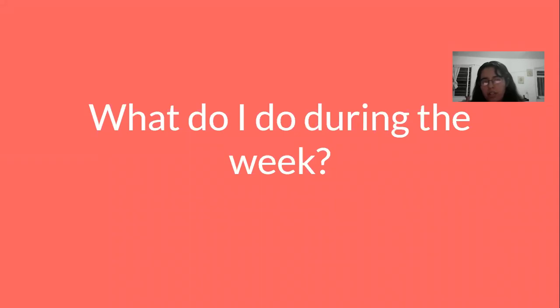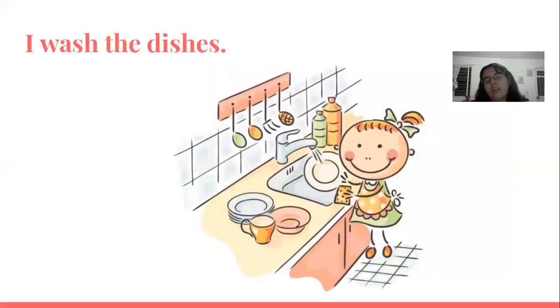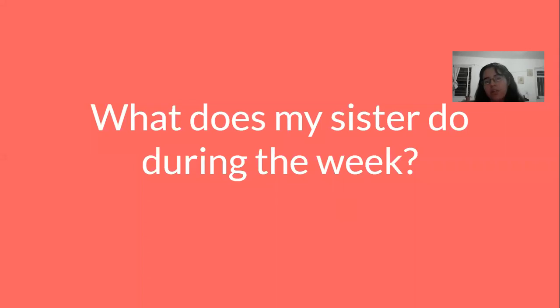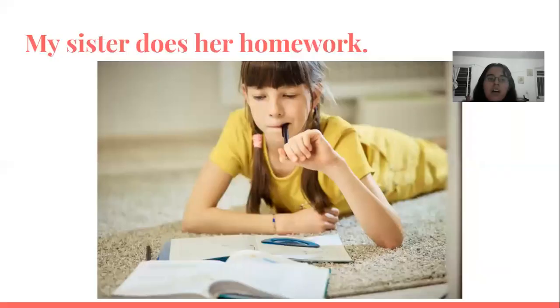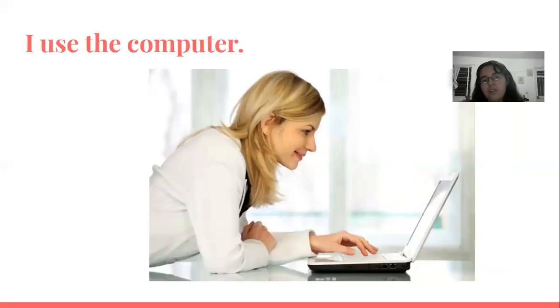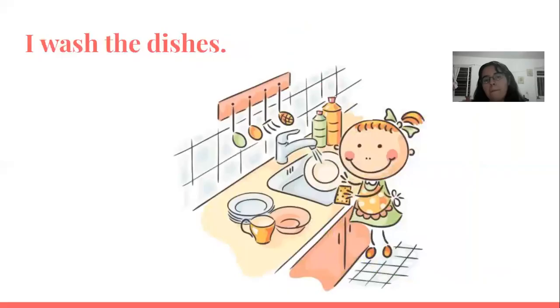And now I'm going to tell you some of the things that I do during the week. So what do I do during the week? During the week, I wash the dishes and I use the computer. So those are just 2 things that I do. Now I'm going to tell you what my sister does. So what does my sister do during the week? Just 2 things. My sister does her homework and she waters the plants. Those are 2 things that my sister does. So with these ones, we also used the simple present.